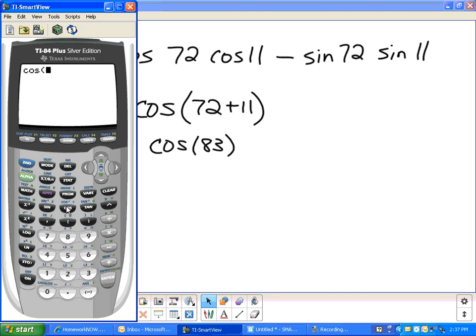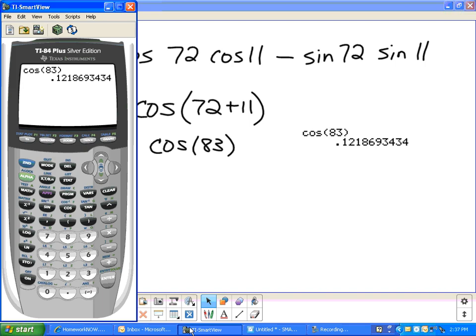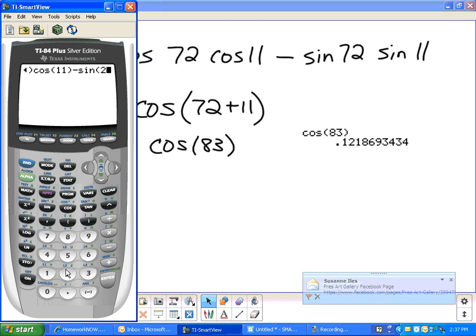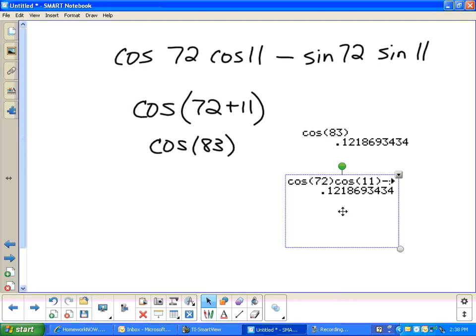So we'll try it. Cosine of 83 is excellent. Now let's try the hard formula, which is the harder calculation. So we'll go cosine 72, parentheses, cosine 11, parentheses, minus sine 72, parentheses, sine 11 degrees, parentheses, hit the enter key, same number, a whole lot more work.